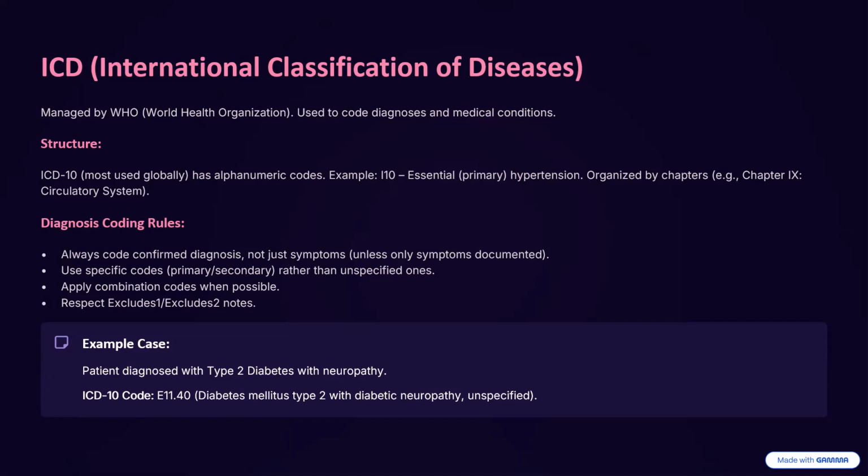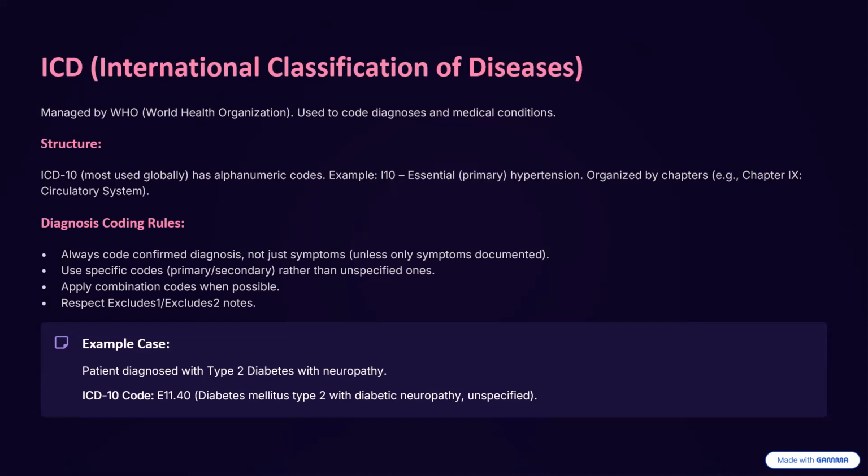Diagnosis coding rules. Always code confirmed diagnosis. Always code only for the confirmed cases, not just symptoms, unless only symptoms are documented. If along with the symptoms the disease is documented, you need to code only for the confirmed diagnosis, unless only symptoms are documented. Use specific codes, primary, secondary, rather than unspecified ones. Apply combination codes when possible. Respect Excludes1 and Excludes2 notes.